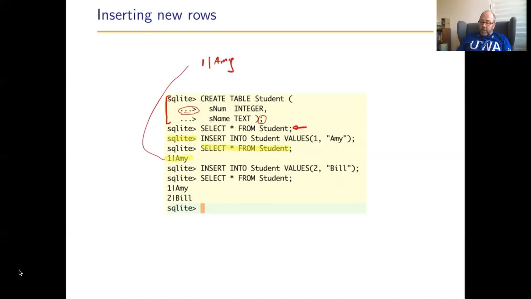Okay, now I'm going to insert another row. So this time 2 and Bill. I'm going to do select star from student again, and now I've got 2 rows in there, Amy and Bill, and so on. You can see how, by multiple insert statements, you can end up with a database full of rows. You've seen this already in the AFL database. If you read the create AFL file, that contains all of the commands needed to create the tables and then fill them up with data.